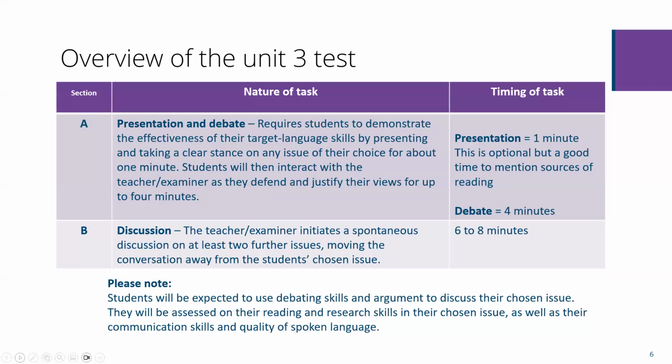And then if we have a look at the Unit 3 test now, Unit 3 is the A2 test. This is again in 2 sections, so there is a presentation and debate, and that requires students to demonstrate the effectiveness of their target language skills by presenting and taking a clear stance on any issue of their choice for about a minute. And then students will interact with the teacher examiner as they defend and justify their views for up to 4 minutes.